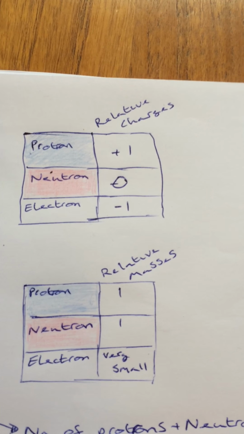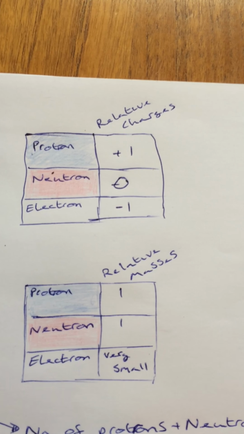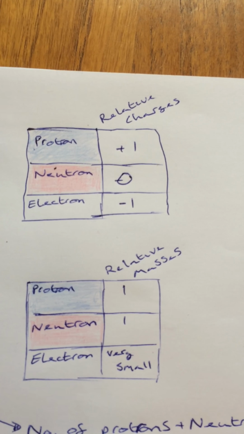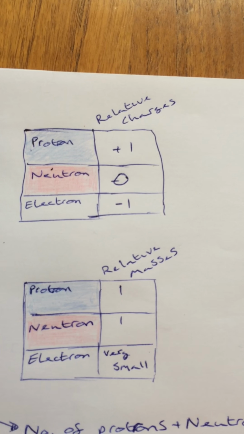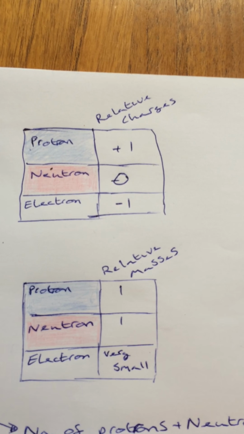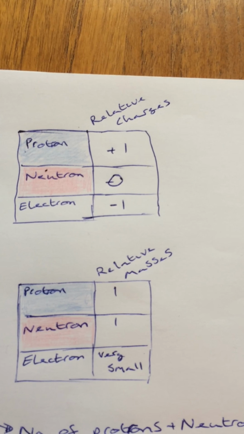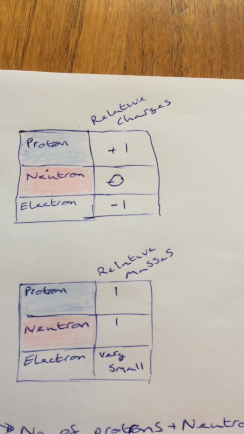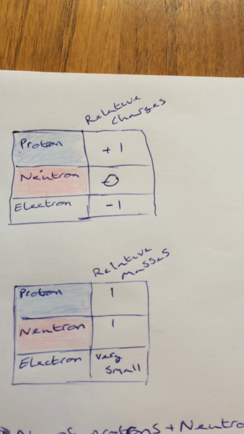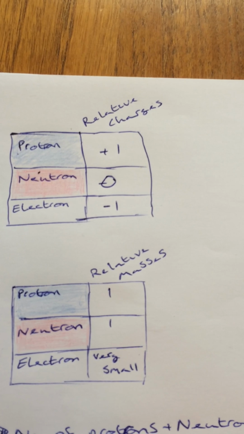The relative masses, so protons have a relative mass of 1, neutrons 1, and electrons are very, very small. It's about 1 over 1,840 off the top of my head. So we can sort of ignore the masses because they don't actually add much weight to the atom.